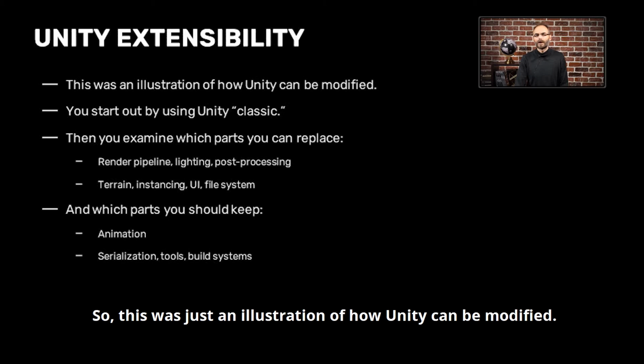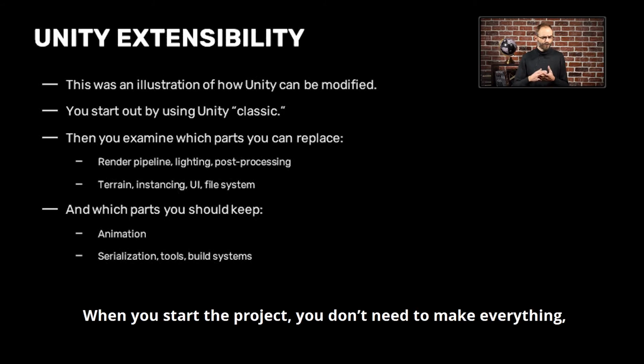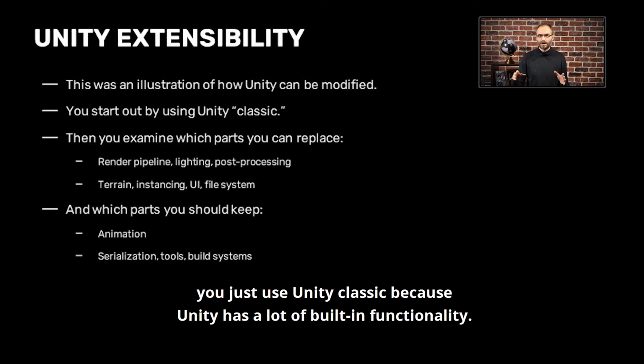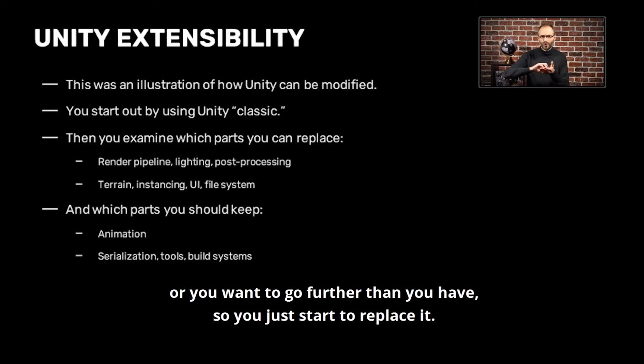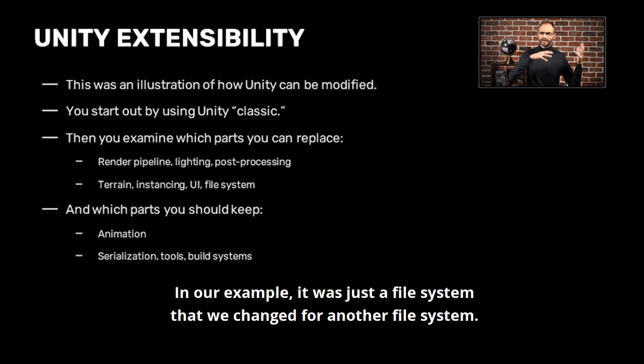So this was just an illustration of how Unity can be modified. And when you start a project, you don't need to make everything. You just use Unity Classic because Unity has a lot of built-in functionality. But then the project grows, and some of the built-in functionality is not well suited to your project, or you want to go further, so you just start to replace it. And in our example, it was just the file system. We changed our file system.